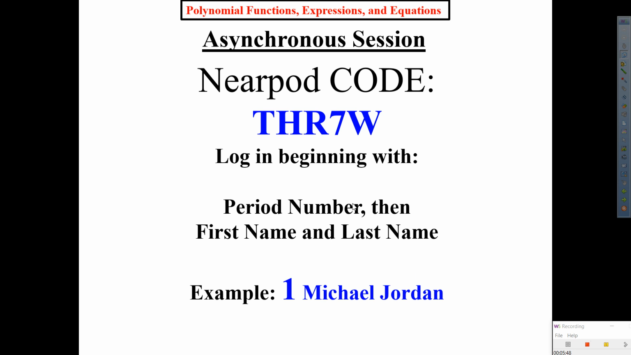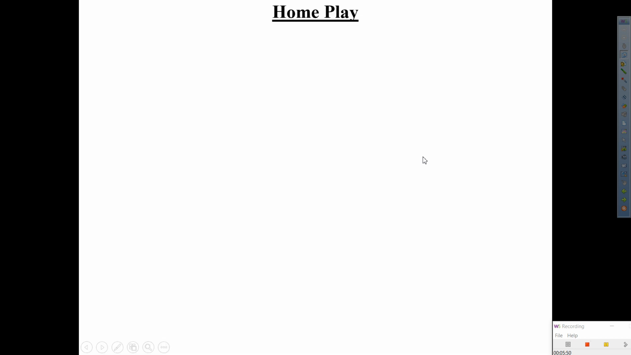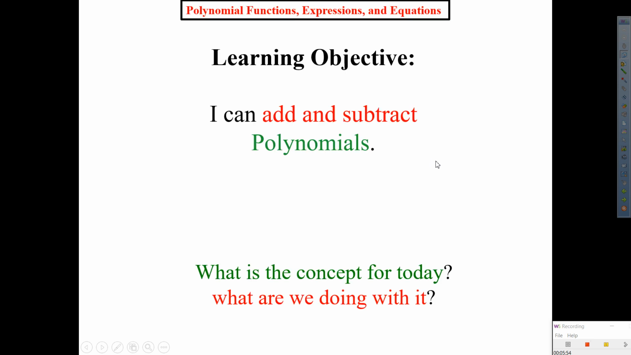All right. Get a Cornell note ready, please. Once again, tonight's home play, 276, 277 odds only. And our objective for today: I can add and subtract polynomials. We've been doing that, but I want to formally introduce it because on the warm-ups, I've been beating you up with simplification a lot just so that you can get plenty of practice.